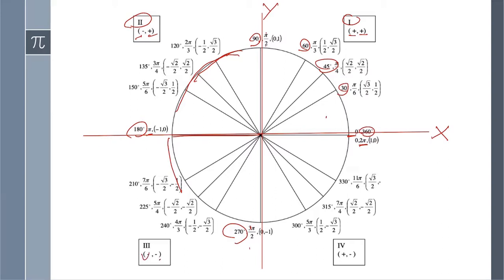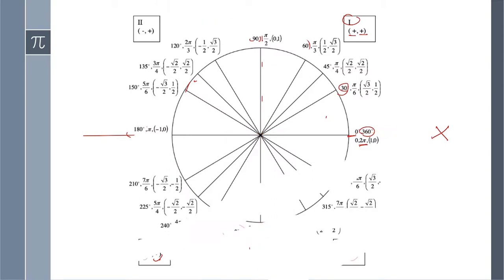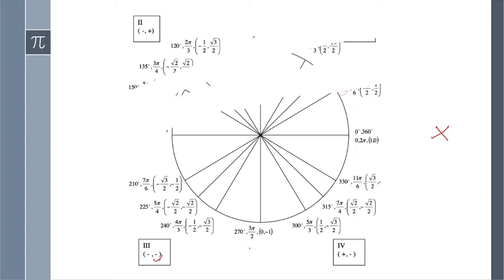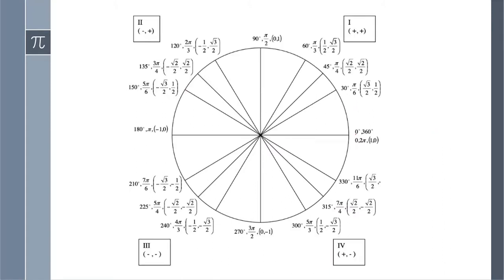In quadrant 3, both coordinates are negative, and in quadrant 4, x is positive, y is negative. So that's what you see in those squares over there. Okay, so let me erase all of this, and then we'll talk more about that. Excuse me. So now what we need to do, what we see from here, is we have those values.